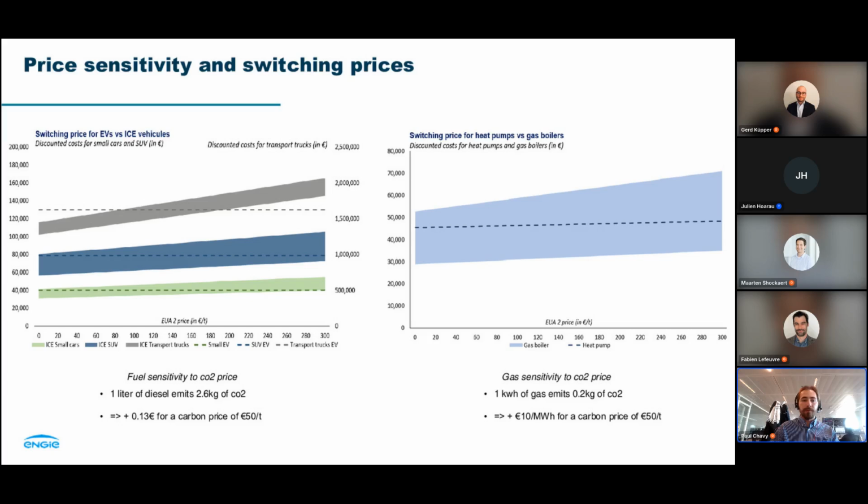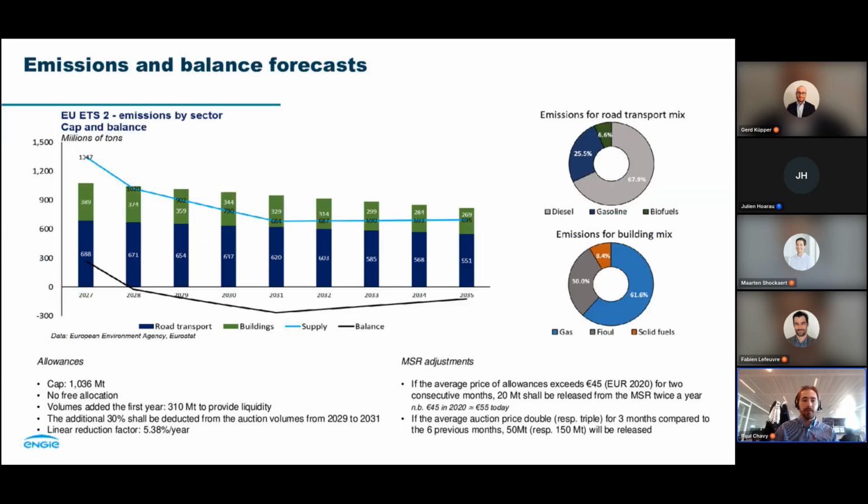And finally, let's talk about forecast emissions and balance. First, on the right chart, we can look at the mix that we use for this balance to forecast the emissions. So for road transport, it will involve diesel, gasoline, and biofuels for the emissions, and for the buildings, gas, fuel, and solid fuels, which is coal and wood, for example.